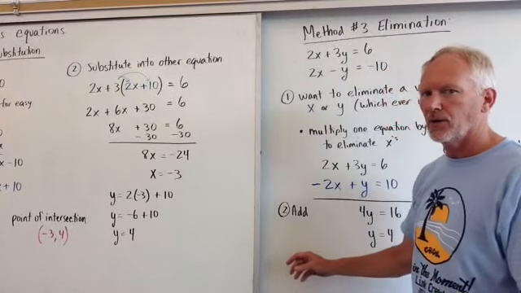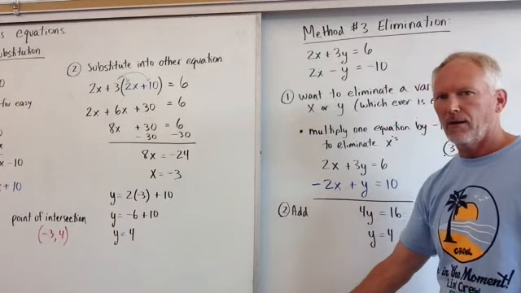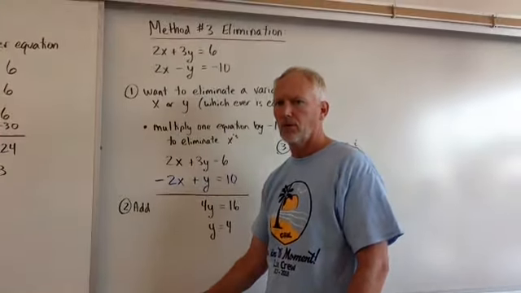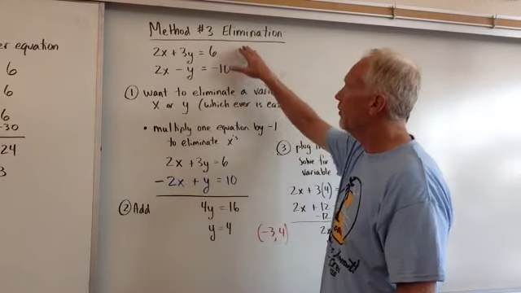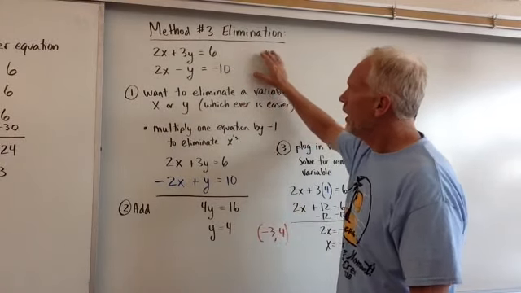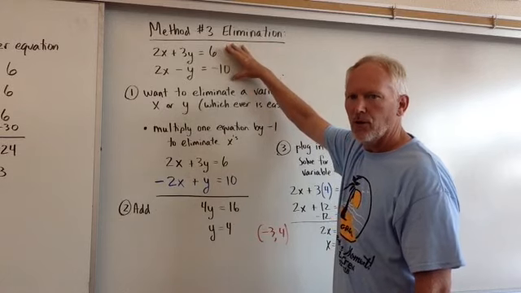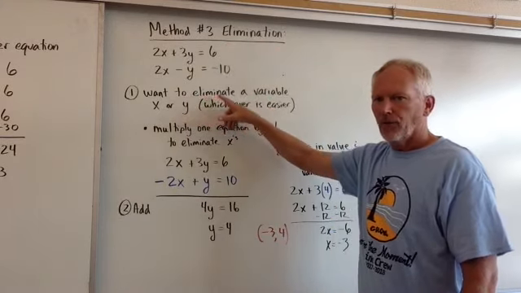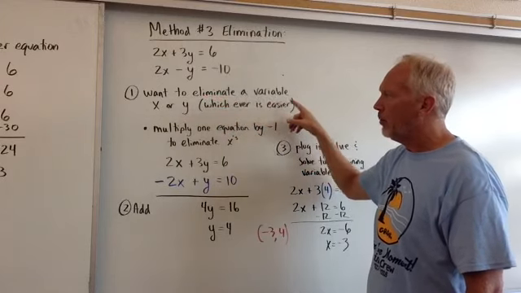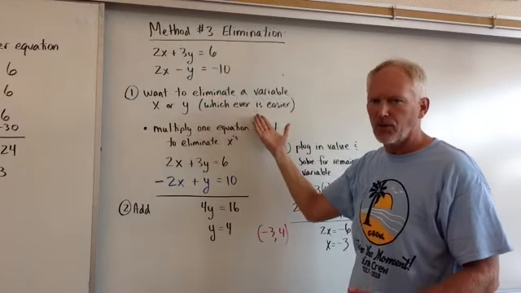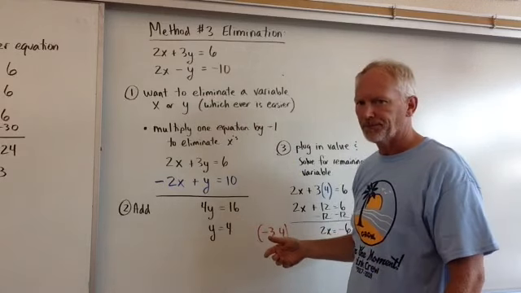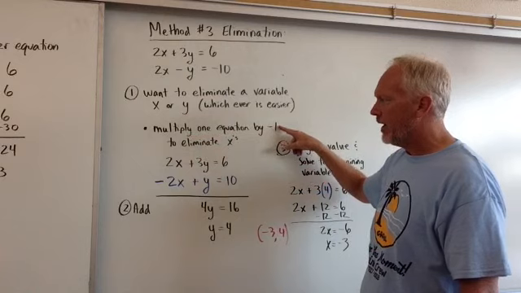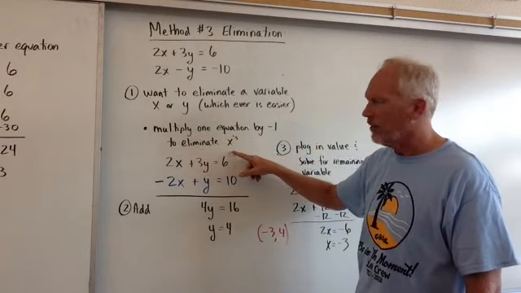The final method is elimination, and that's where, again, I'm working with the same two equations, not changing them. First step is you want to eliminate a variable, x or y, whichever is easier. We just got to try and get rid of one of them. In this case, I'm going to multiply one of the equations by negative 1 to eliminate the x's.